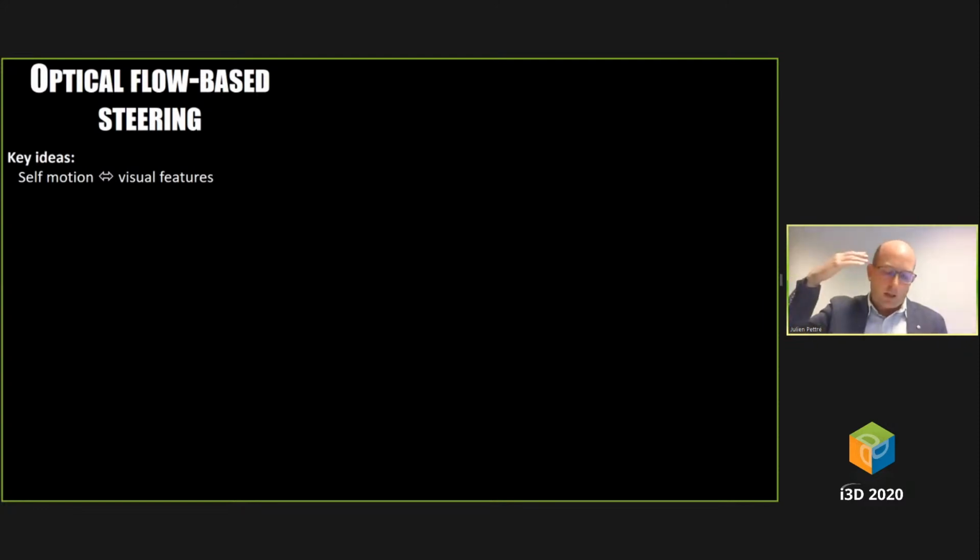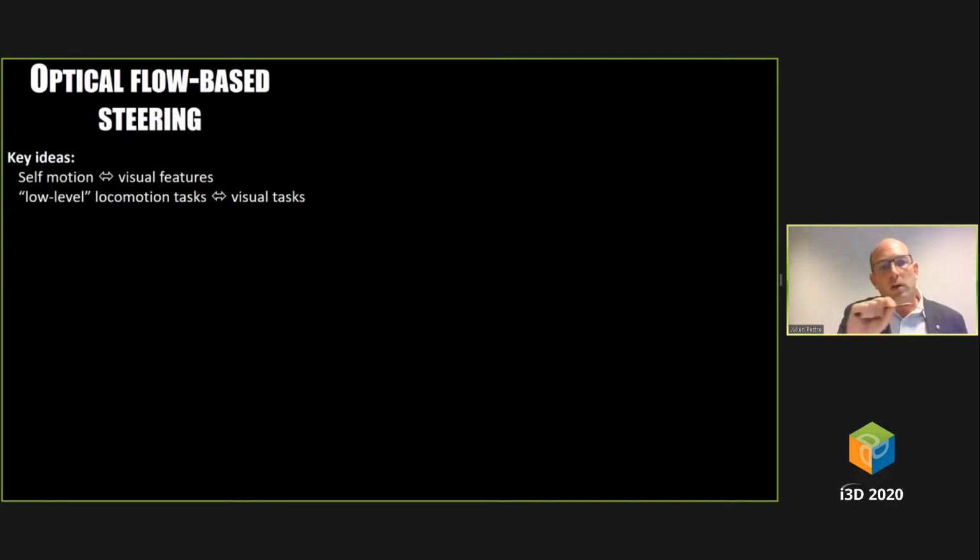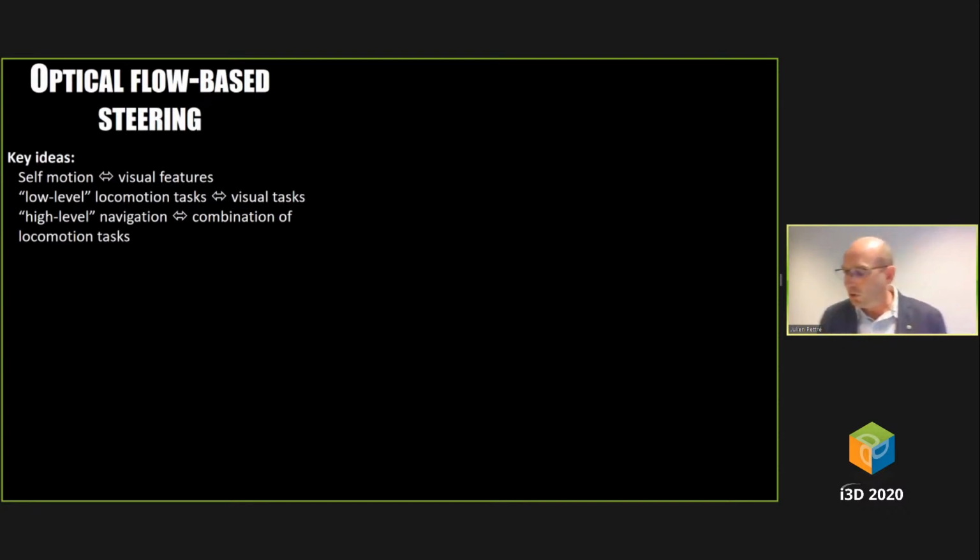First, you establish formal relations between self-motion of agents and visual features. I will make this more clear afterwards. So you set those mathematical relations between those two objects, and then you define a locomotion task as a visual task. I will take an example of this as well, a sort of low-level, very basic task. And then you can define a more high-level navigation task based on a combination of locomotion tasks.